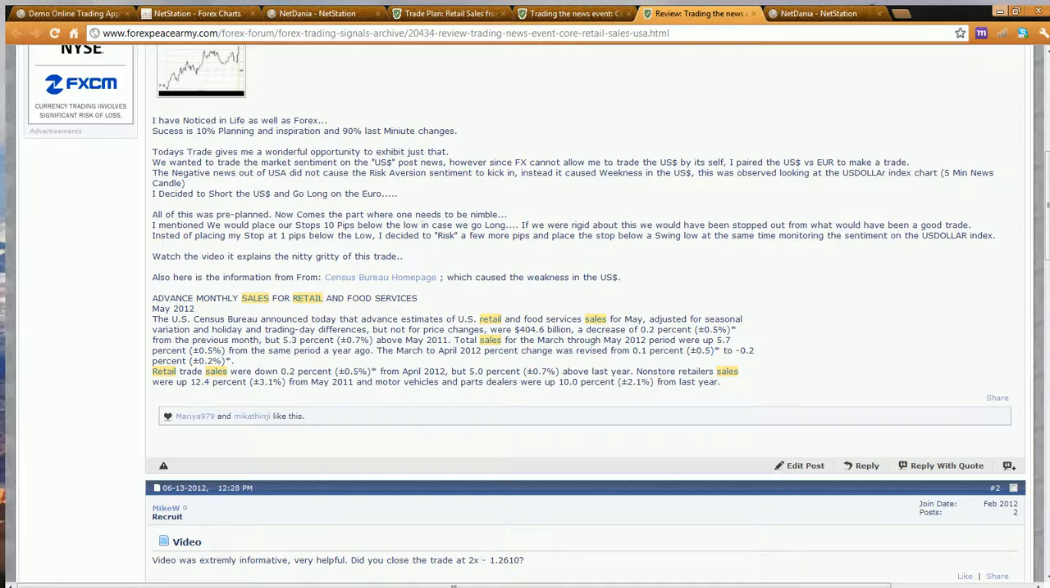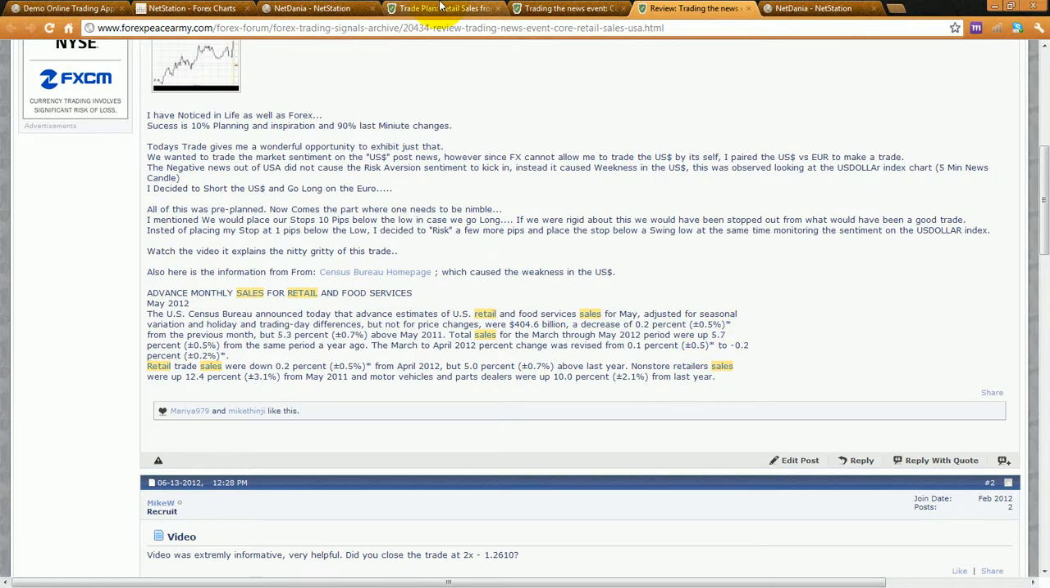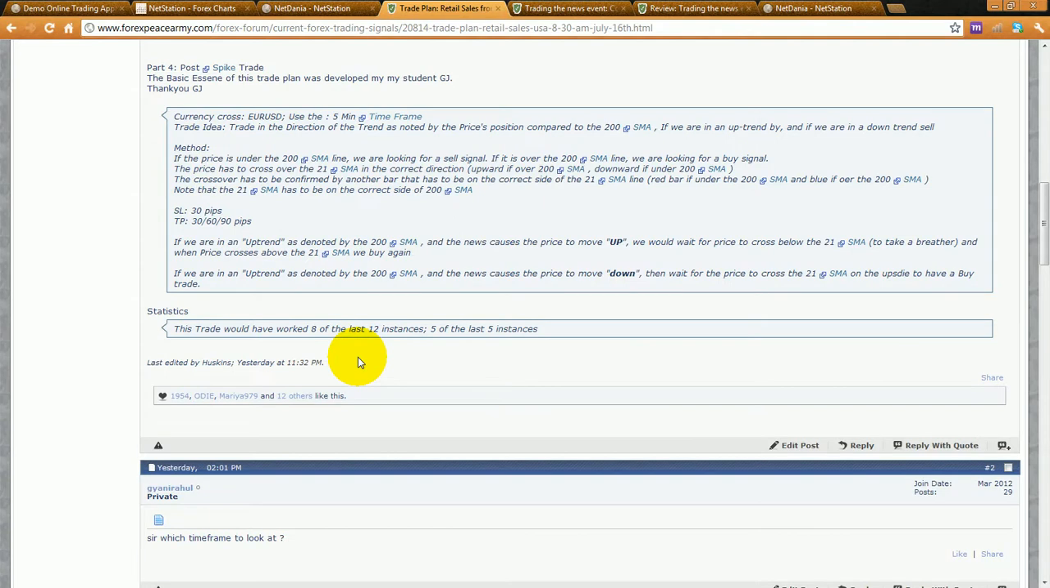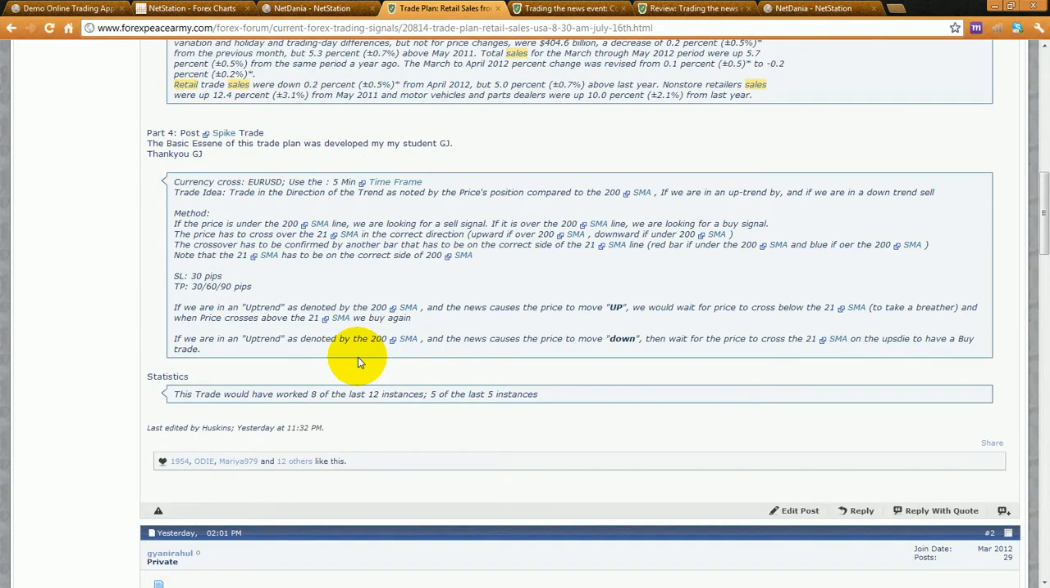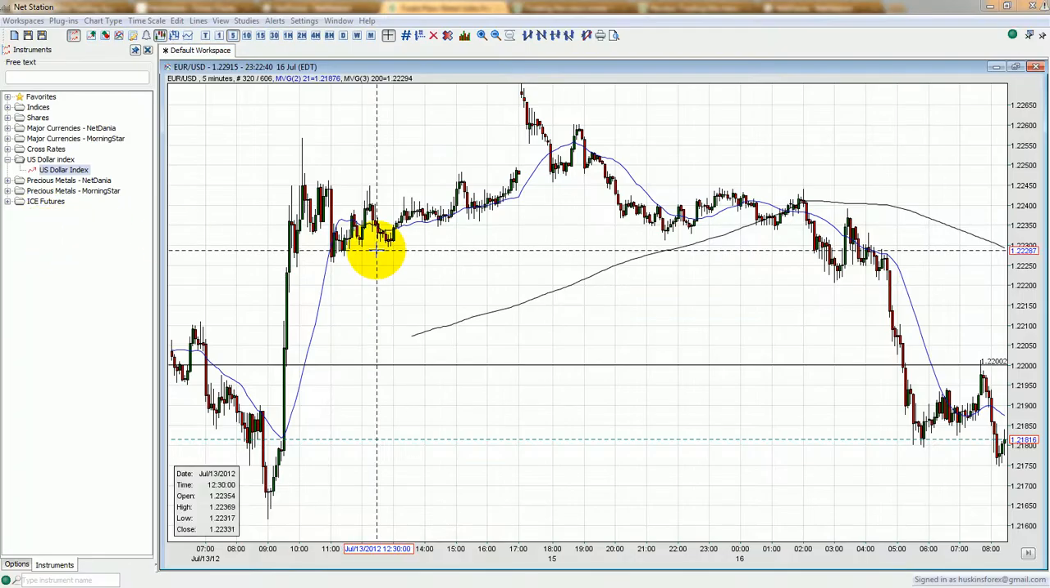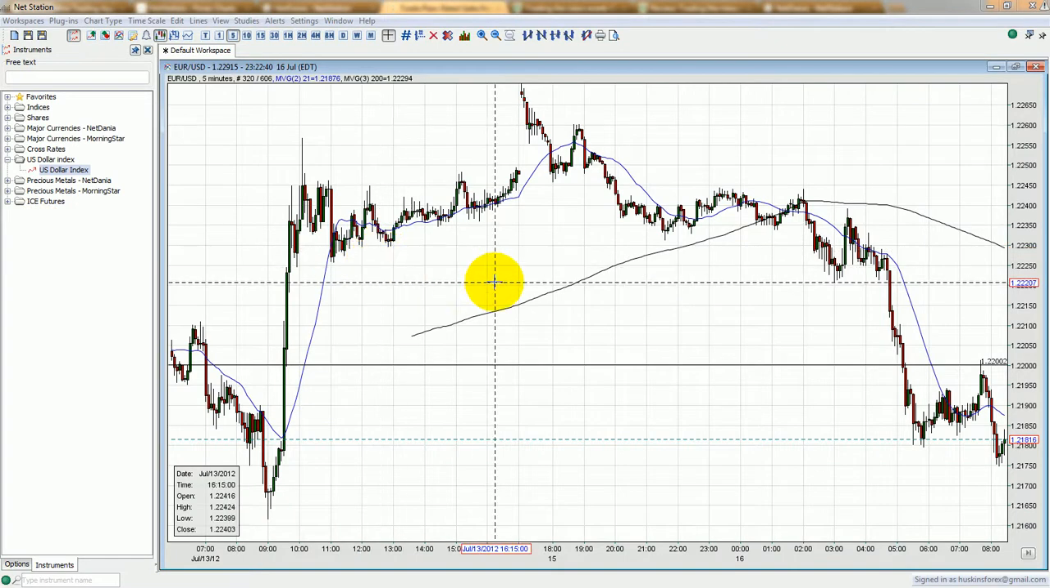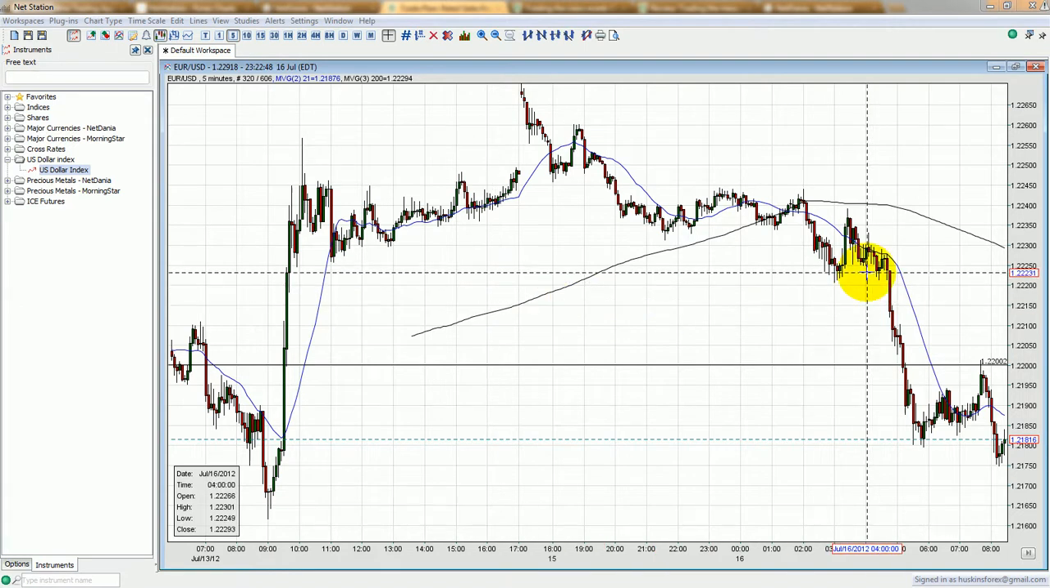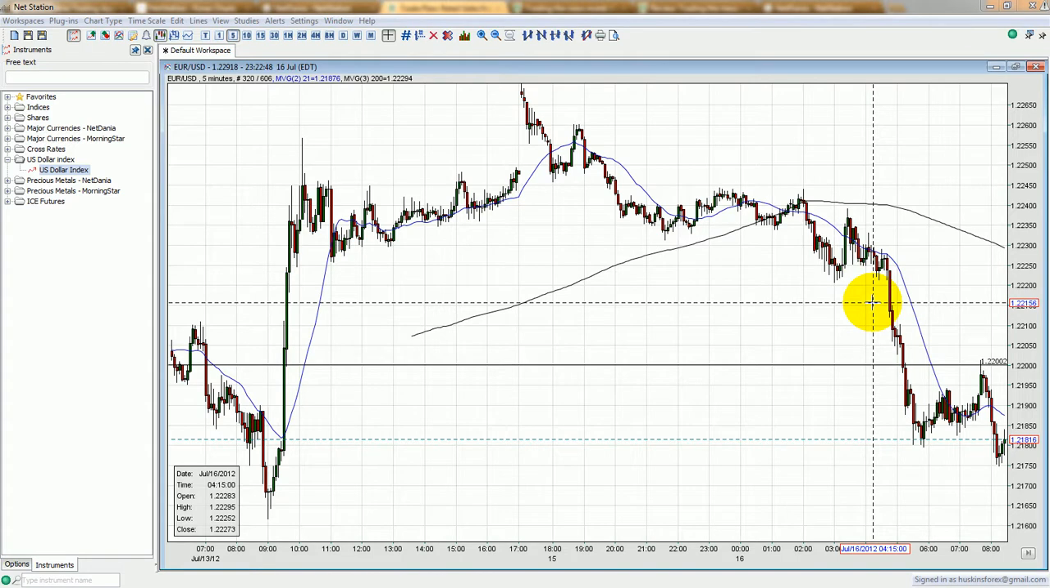Now let's look at it from my student's perspective. I will share with you the trade plan which my student had written up, and this is how he said that we'd go about trading. Based on his trade plan, we were basically to trade in the direction of the 200 SMA, after it crosses the 21 SMA, and it gives us two distinct signs of making a proper cross. I'll try and explain it to you.